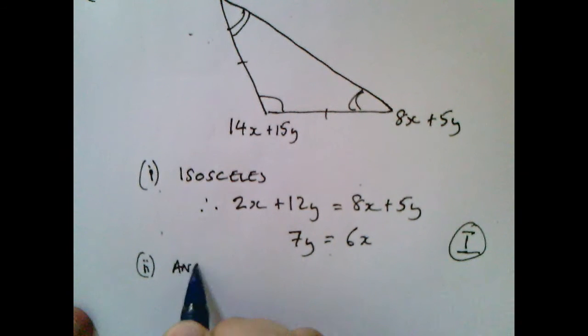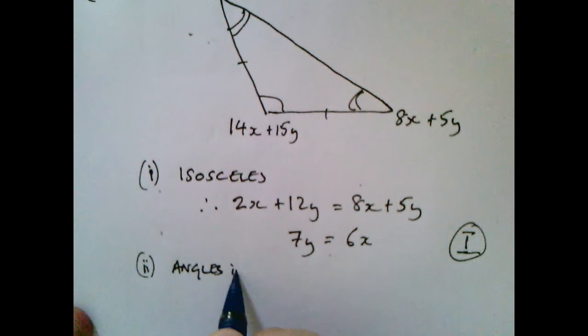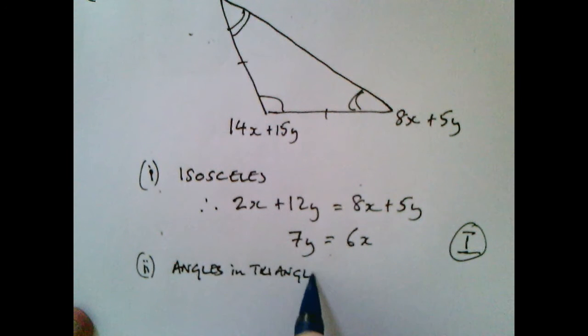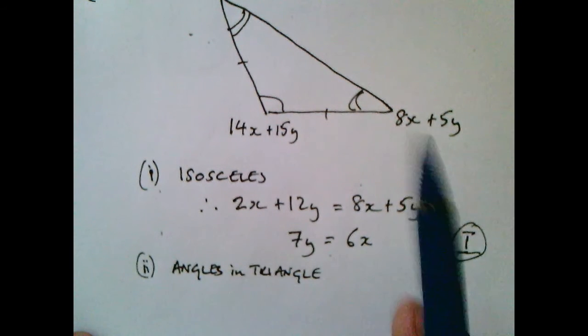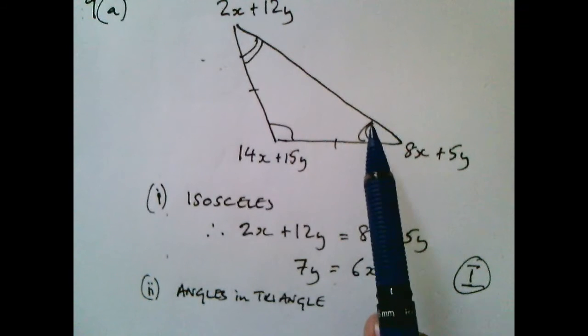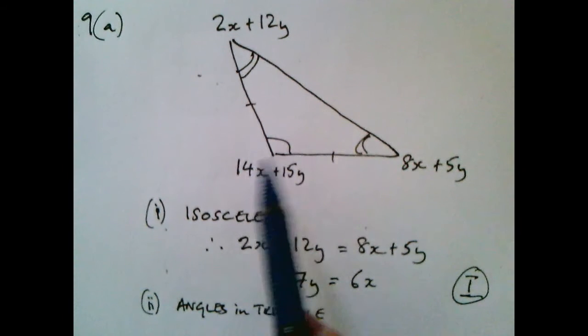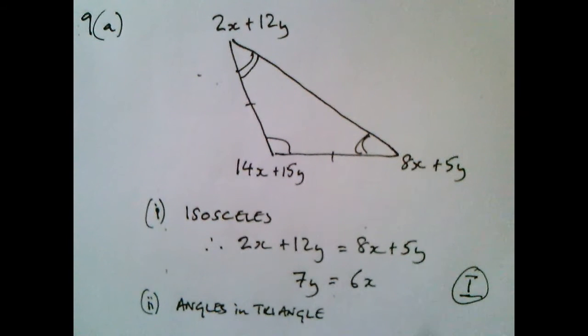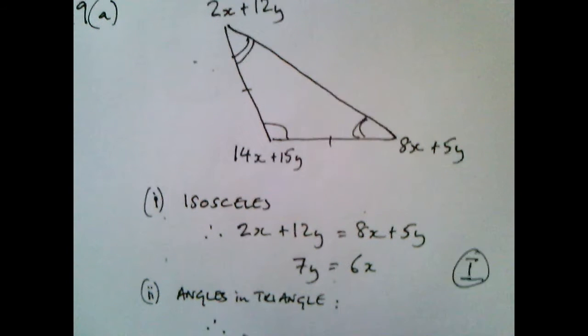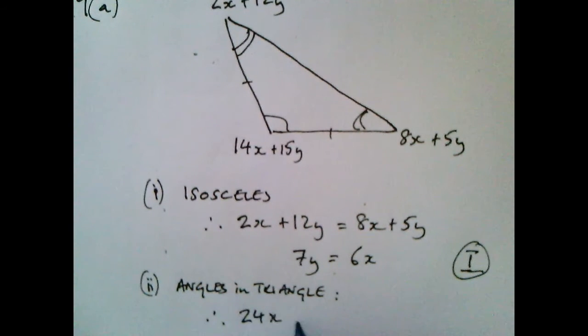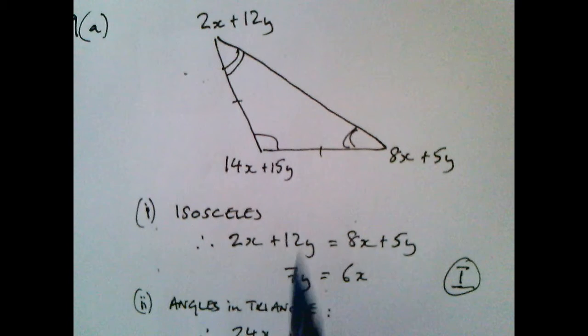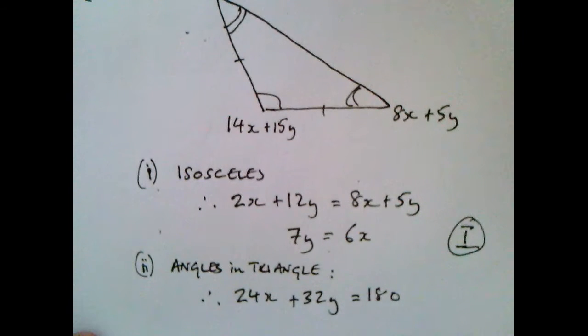Because of the number of angles in a triangle, if we add them all up, so if we add up this plus this plus this, they're going to equal 180. So we've got 14x plus 10x, so we know that 24x plus 12y plus 5y plus 27y, 32y, is 180. Okay, so we have the beginnings of a simultaneous equation.